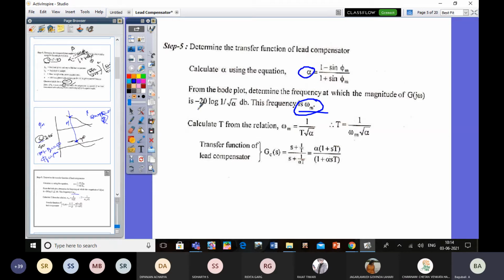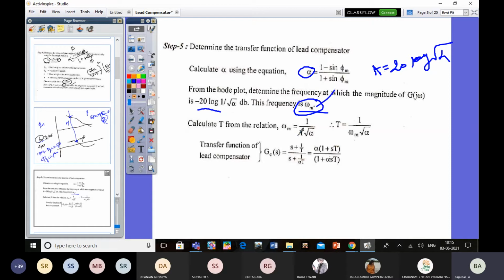According to the design equation, we can simply substitute 20 log of root of alpha, or we can write it as minus 20 log of 1 by root of alpha. So the magnitude we can call A. As per the design, it is given as minus 20 log of 1 by root of alpha. Once you get this magnitude, that frequency is called omega m.